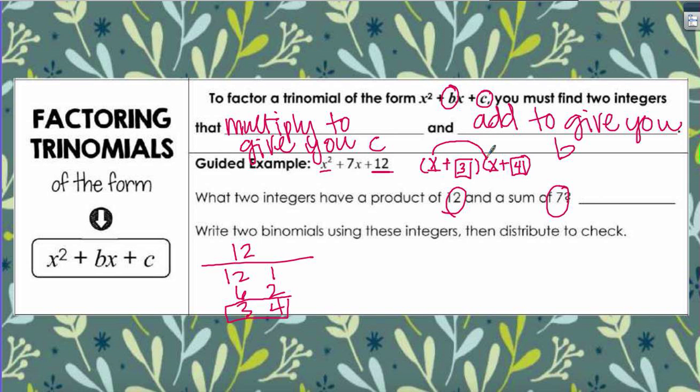So I've got x times x gives me x squared. Then I've got plus 3x plus 4x, which gives me plus 7x. And then I've got 3 times 4, which gives me 12. So the two integers are 3 and 4. Okay, so we write the two binomials using these integers and then distribute to check.